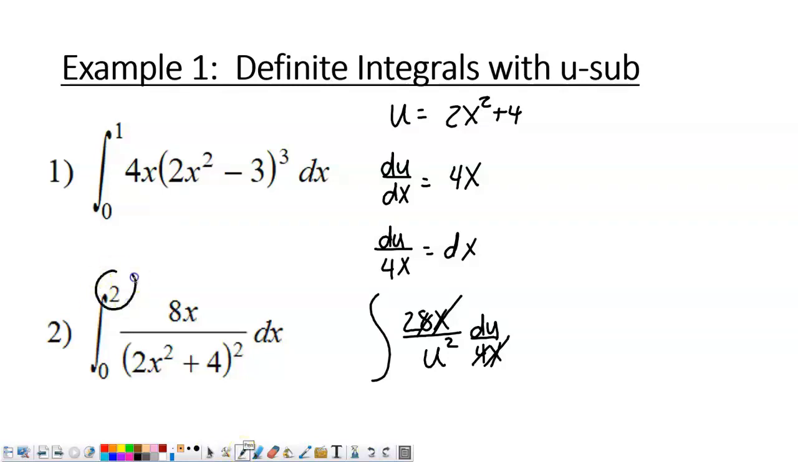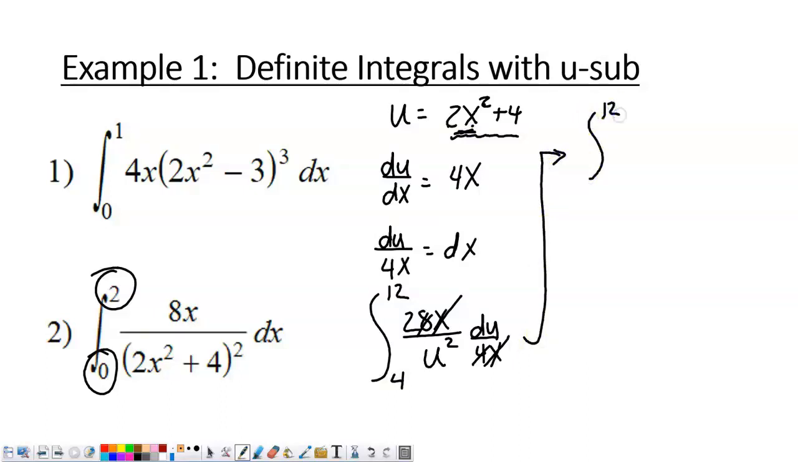So if x is 2, I would plug that in up here for x to find the u. 2 squared is 4, times 2 is 8, plus 4 is 12. So the top becomes 12 now. Now I need to replace this x with a u value. So if I plug in 0, I get 4. So my new numbers are 12 and 4. All right, so now I've got this. I'm just going to rewrite it so it's not so ugly looking.